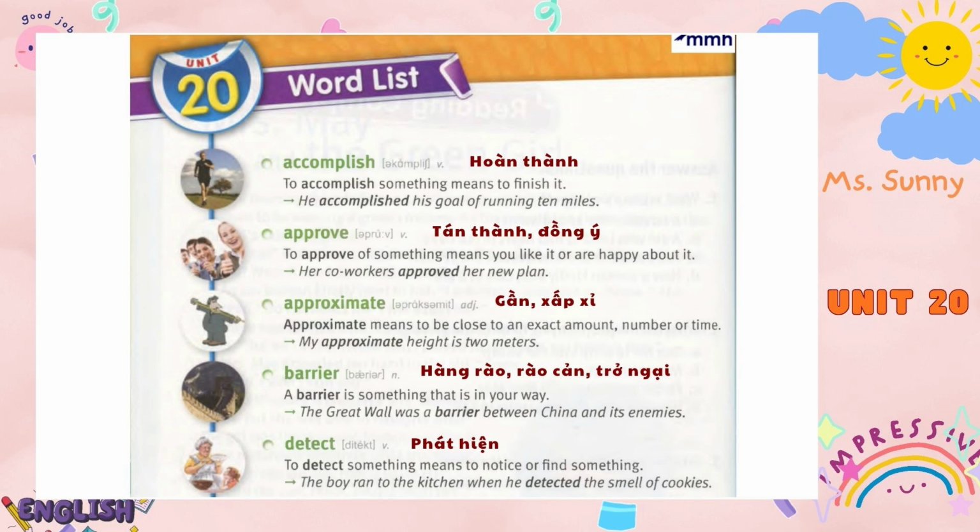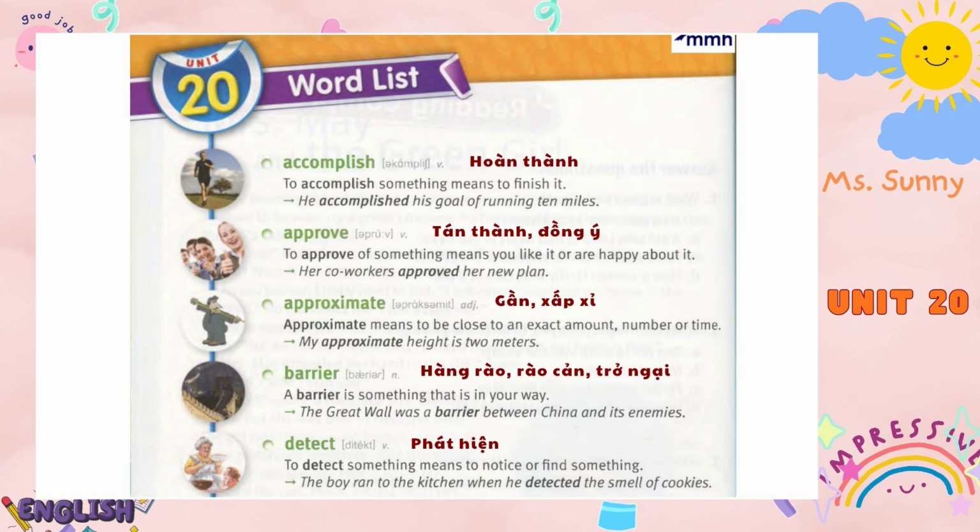Unit 20. Word list. Accomplish. To accomplish something means to finish it. He accomplished his goal of running 10 miles. Approve. To approve of something means you like it or are happy about it. Her coworkers approved her new plan.